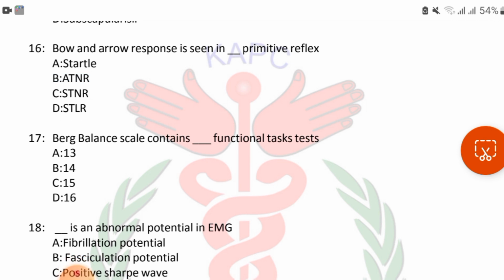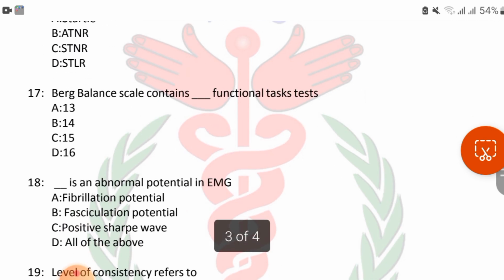So let's move towards MCQ number 17. The Berg balance scale contains dash functional task tests. Option A 13, option B 14, option C 15, option D 16. So the correct option for MCQ 17 is B, 14.